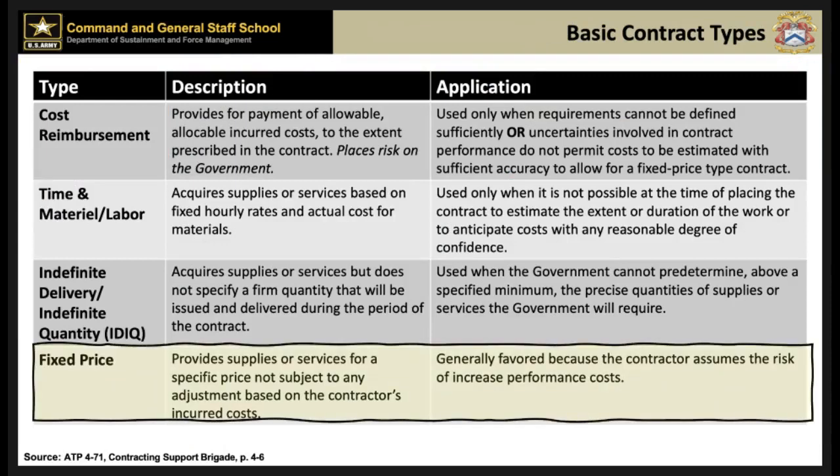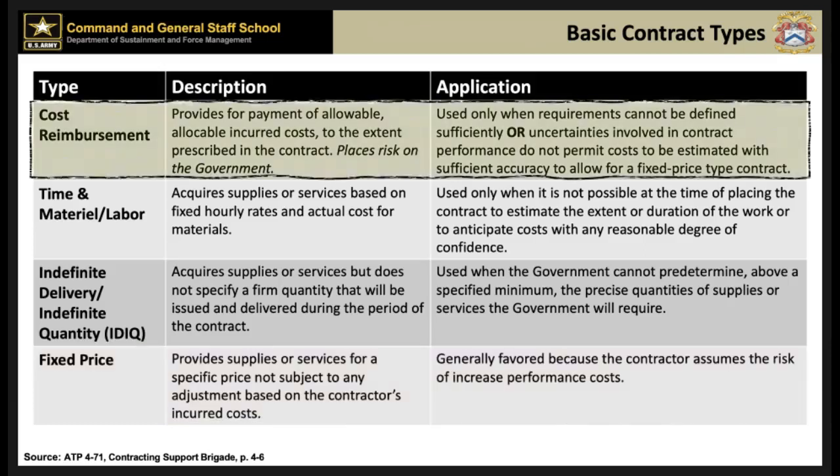Firm fixed price contracts are usually preferred by the government because the contractor assumes the risk. Issues with performance do not affect the cost to the government, especially if the contractor underestimates the labor and material costs. Cost reimbursement contracts place risk on the government. We use these contracts when our requirements cannot be sufficiently defined.